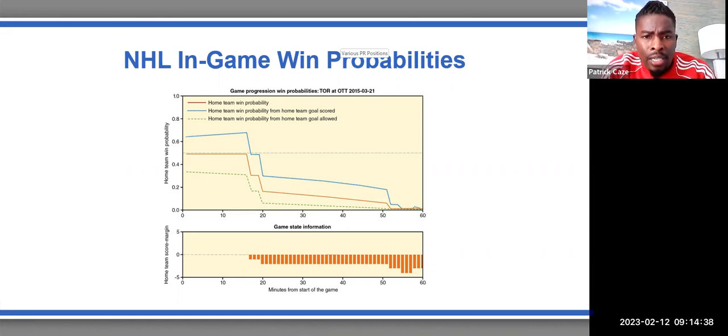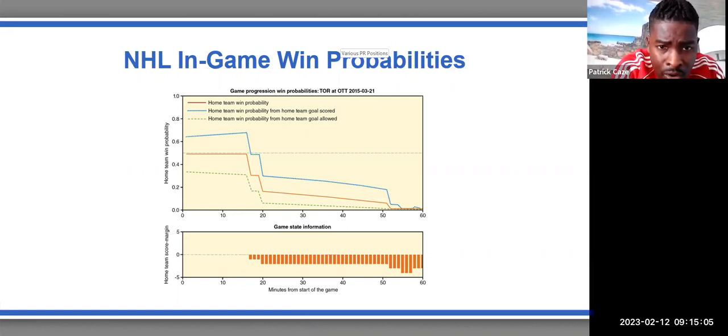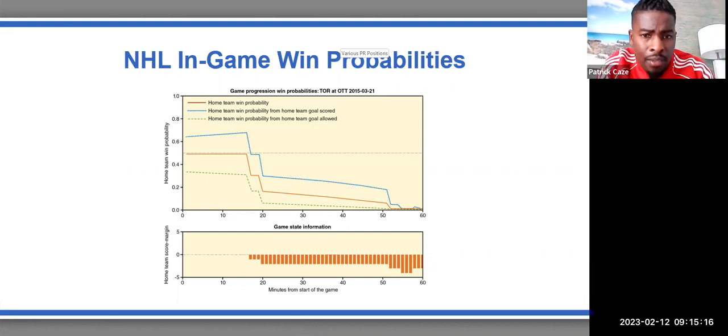So here we have NHL in-game win probabilities, and it's just another way in which we can depict game progression win probabilities. Again, home team win probability. And then we have home team win, 15 games, 50% looks like here. Home team win probability from team goals scored, the likelihood of us winning is a little bit over 60.